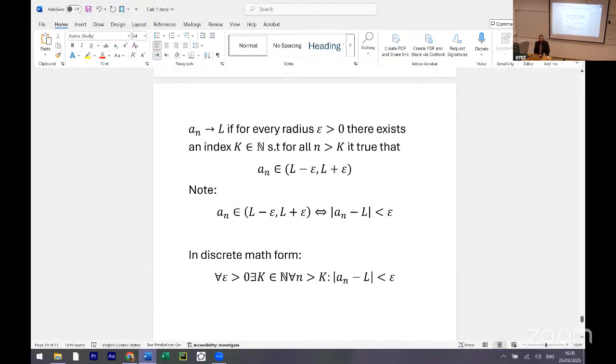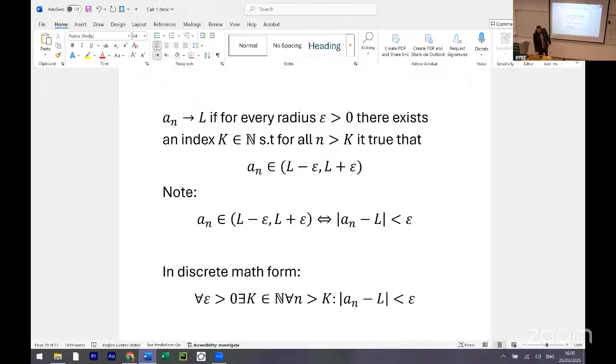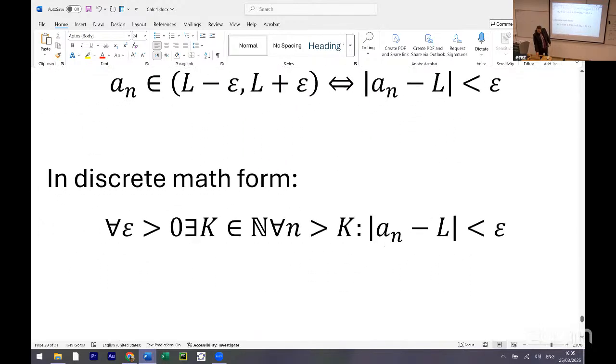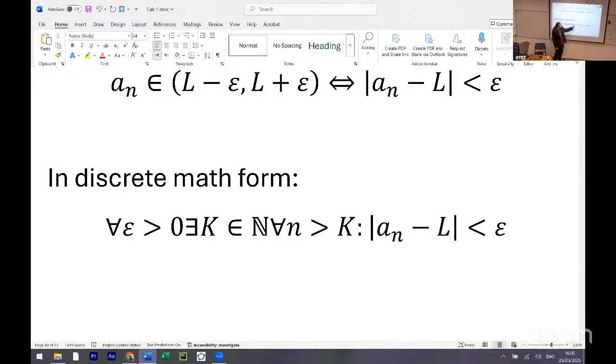So a recap. We learned the also beautiful definition of the limit of a sequence, which we wrote in the even more beautiful discrete mathematics form. For every epsilon, there exists a k such that for all n after k, the distance between the elements of the series and the limit is less than epsilon. I assume you didn't understand it fully yet.